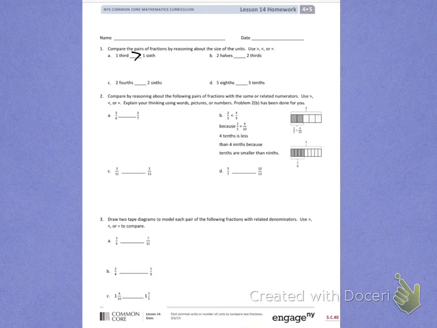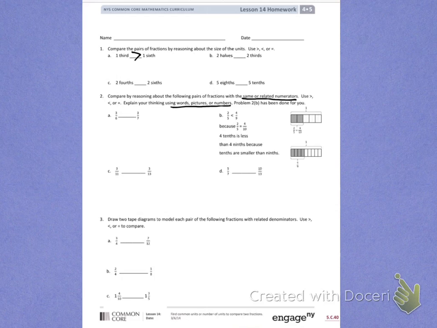Problem number 2. Compare the following pairs of fractions by reasoning about the same or related numerators. All right, so this time we're going to be looking at the same or related numerators. Use greater than, less than, or equal to. Explain your thinking using words, pictures, or numbers. So we're going to need to use words, pictures, or numbers. Problem 2B has been done for you.